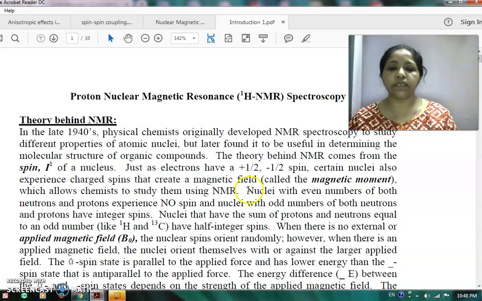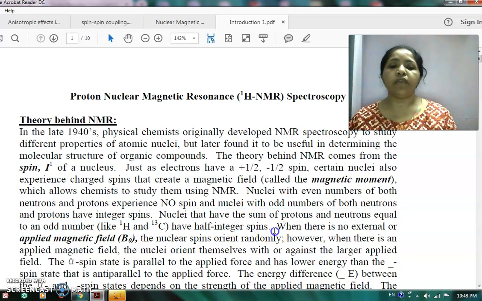So you can see here the nucleus with an even number of both protons and neutrons experiences no spin, and the nuclei with an odd number of both neutrons and protons have an integer spin, meaning one spin, and the nuclei that have a sum of protons and neutrons equal to an odd number have half spin.